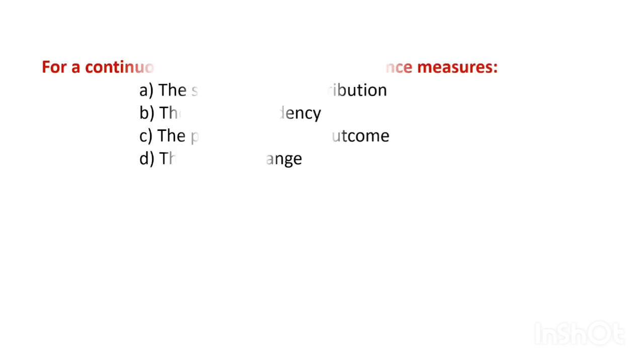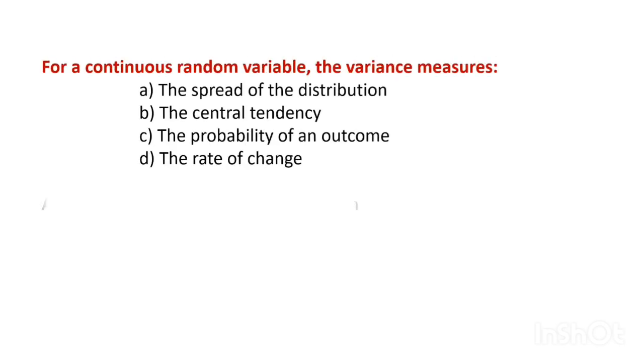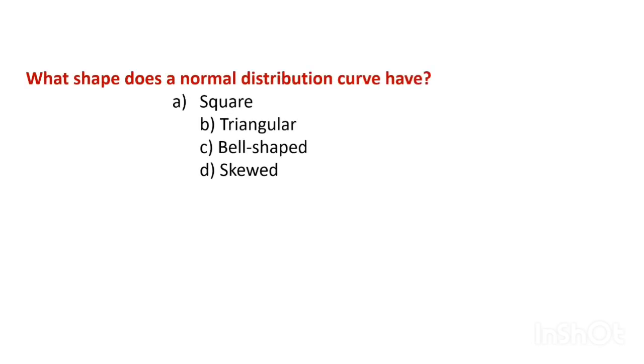For a continuous random variable, the variance measures the spread of the distribution, indicating how much the values deviate from the mean. That is answer A, the spread of the distribution is the correct answer. What shape does a normal distribution curve have? Generally, a normal distribution curve is symmetric and bell shaped, where most values cluster around the mean. The correct answer is C, it is bell shaped.